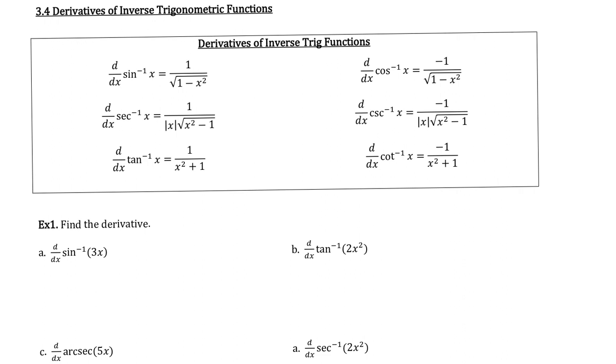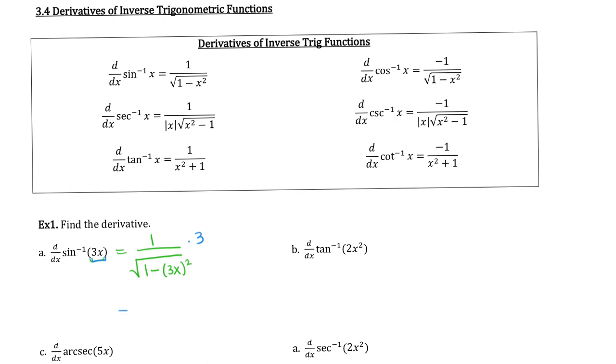Okay, so let's try these. Example 1, find the derivative. We're finding the derivative of inverse sine. We are going to use the chain rule because in the parentheses we have the 3x. So the derivative of inverse sine is going to look like this. It is going to be 1 over the square root of 1 minus, and instead of x, I'm going to put the quantity I'm doing the inverse sine of, squared. And then because of the 3x, we're going to times by 3 for the chain rule.